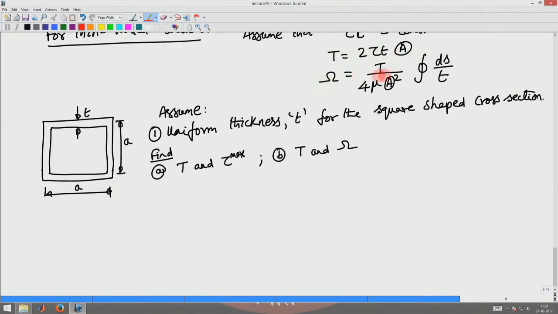Now, the enclosed area for this cross section would be this area, which will be A square, because the area of the square cross section is based on the center line dimension, which I gave as A. So, there will be A square.